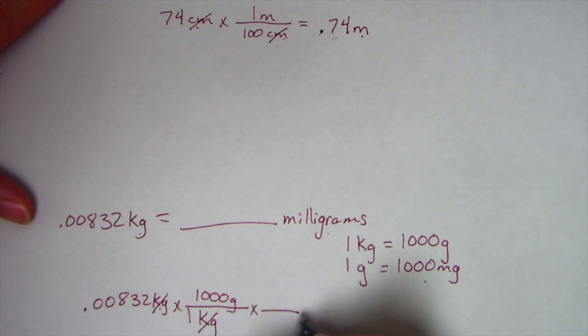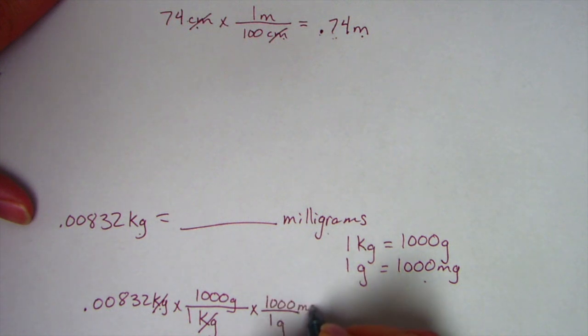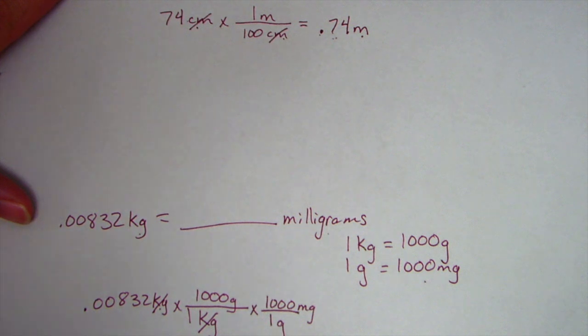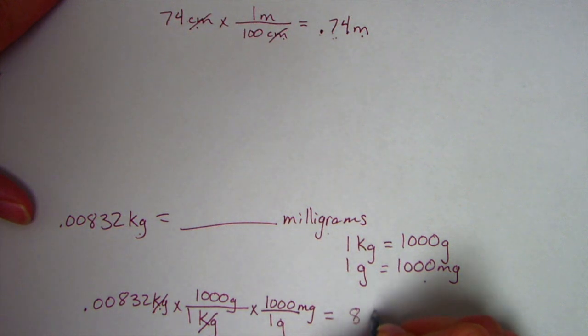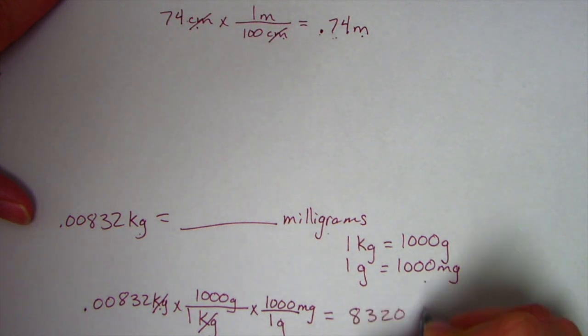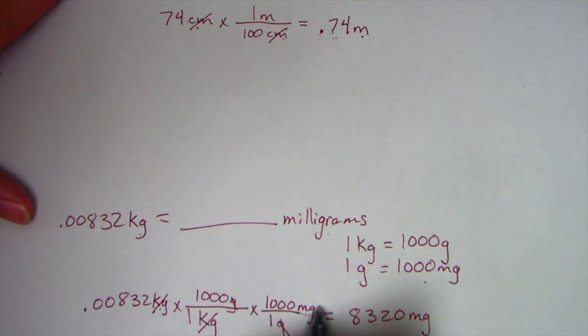We want to take it all the way to milligrams, so we're going to have to do it again. We will put the 1 gram on the bottom and the 1,000 milligrams on top, again because we are trying to get to a smaller unit. So a smaller unit has a larger number, even though it's the same distance. So we're going to want to multiply by that big number. So if we work this problem out, we get 8,320 milligrams. And again, we have our grams on top and grams on bottom, so we can cancel those out. The only unit we're left with is our milligrams.